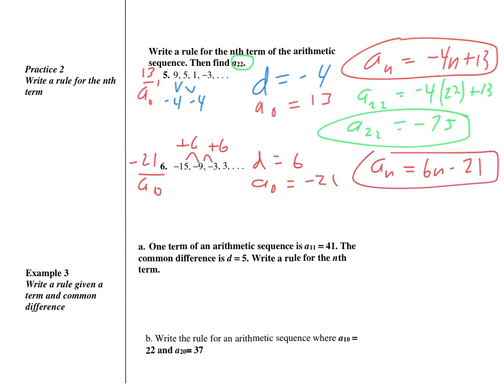You can always check, which is always a good idea. I always like to plug in a 1 right here and see if I get that first term. So 6 times 1, so 6 minus 21 does give me negative 15. So your formula should accurately predict the first term, second term, third term, and fourth term.